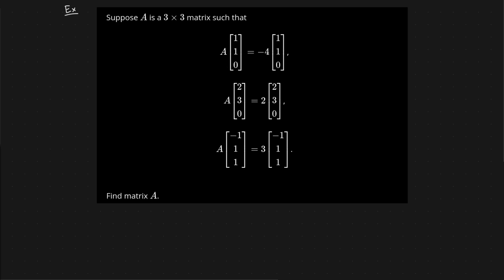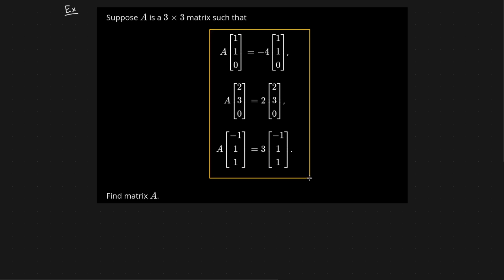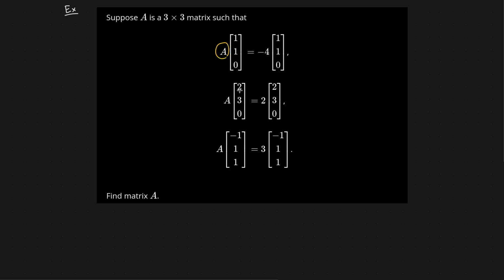Let's take a look at an example to get a better feel for this idea of diagonalizability. So we have a matrix A. It's a 3 by 3 matrix. And we're told some interesting information about matrix A. We are told A times vector (1, 1, 0) is the same as negative 4 times vector (1, 1, 0).